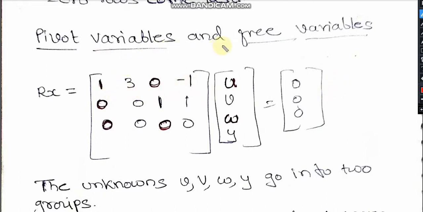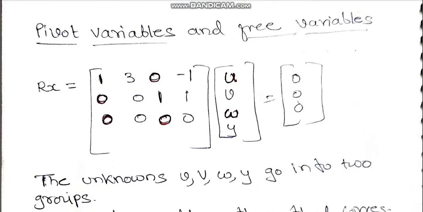So here in the paired variables, the same problem is being solved. The first row, that is 1, 3, minus 1, indicates u plus 3v minus y equals 0, and the second equation is w plus y equals 0. The same equations you can find here.